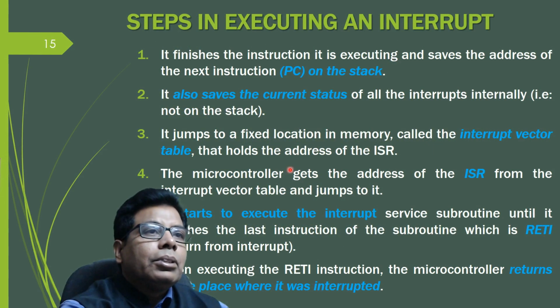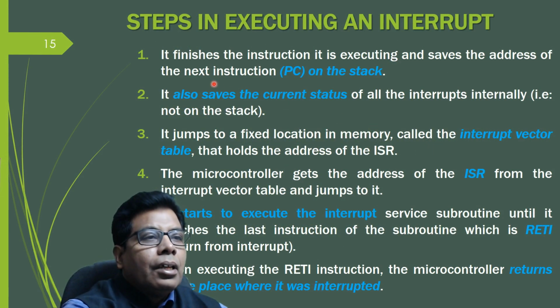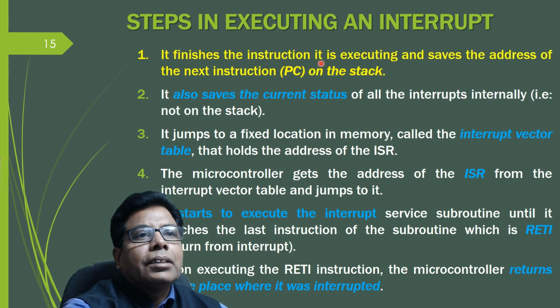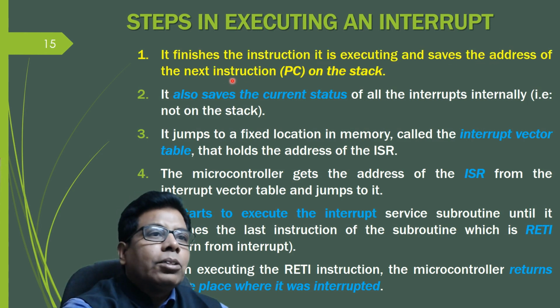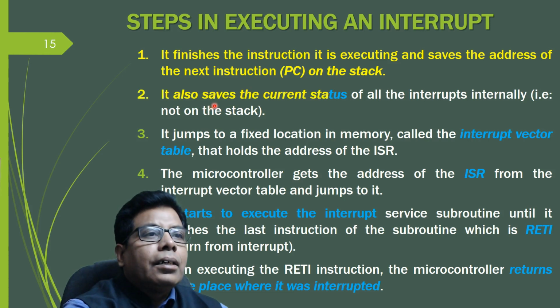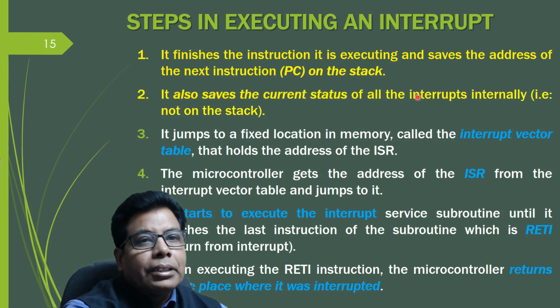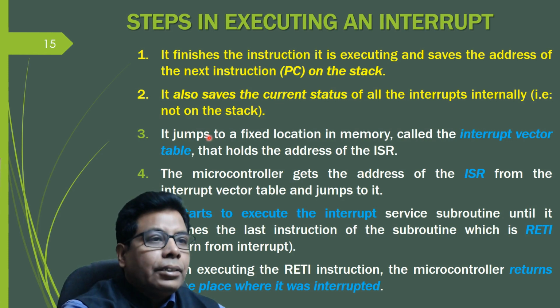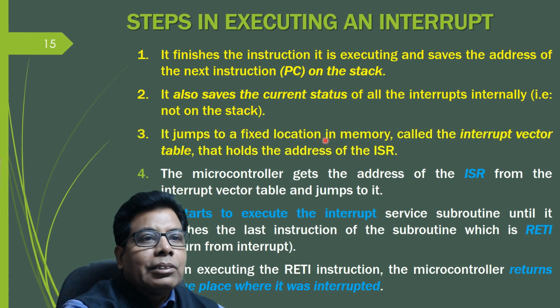Then let us go to the steps in executing an interrupt. The first step is, it finishes the instruction it is executing and saves the address of the next instruction, that is the program counter, on the stack. Then it also saves the current status of all interrupts internally. Then it jumps to a fixed location in memory called the interrupt vector table. We have already seen that the interrupt vector table holds the address of the ISR. Depending on the type of interrupt, it will go to the particular location.